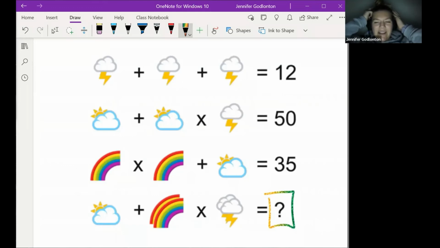Okay, I'm trying to find out what this question mark is, guys. If you want to check things sort of as you're going, let me know.